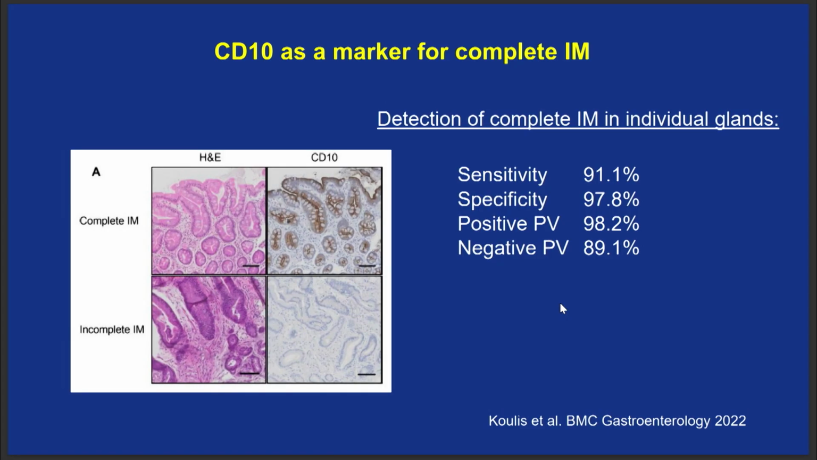Some authors have suggested the use of CD10 as a marker for complete metaplasia because this stains the brush border. In this study, they found that it was a marker with good sensitivity, specificity, and positive and negative predictive values for the diagnosis of complete metaplasia. Here are some images showing a case of complete metaplasia with the nice brush border stained in brown, and a case of incomplete metaplasia without staining.